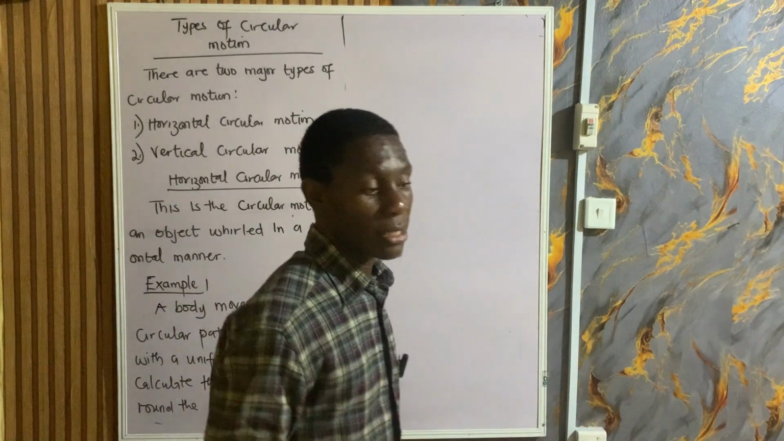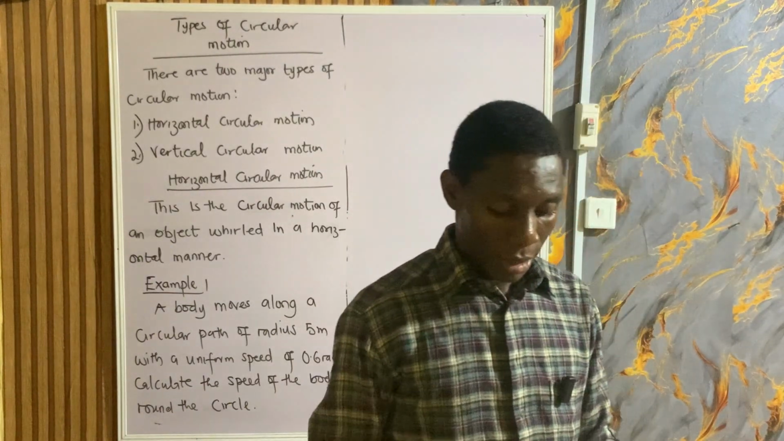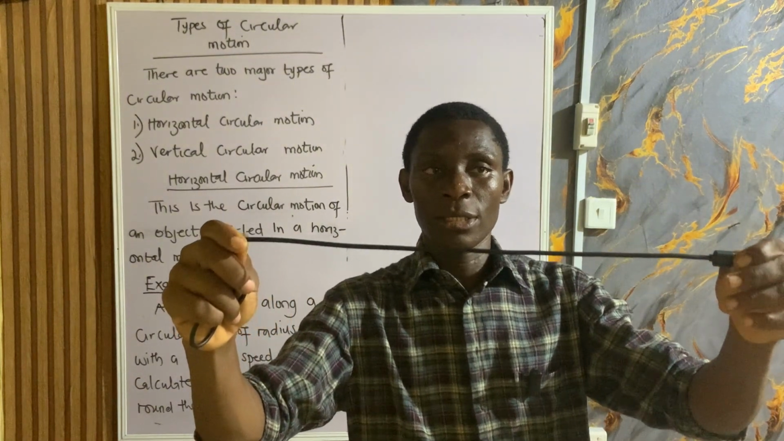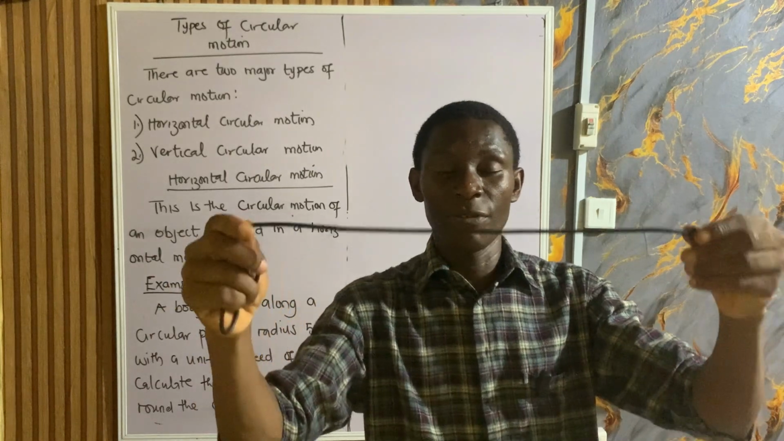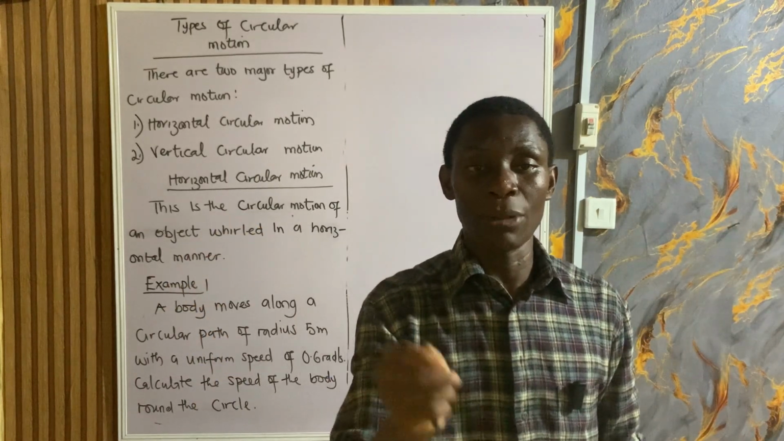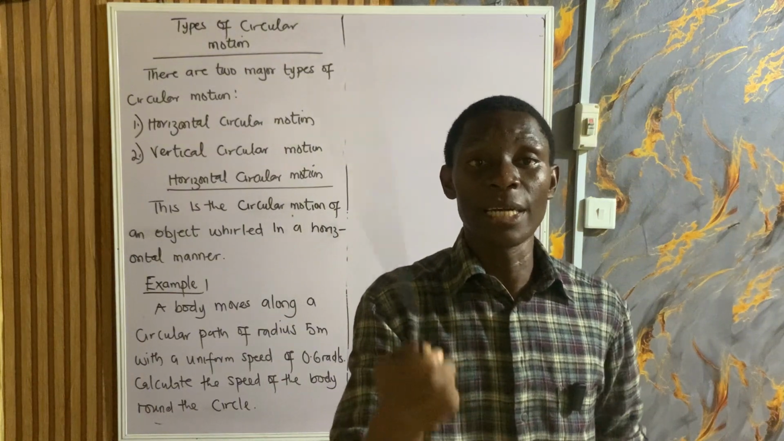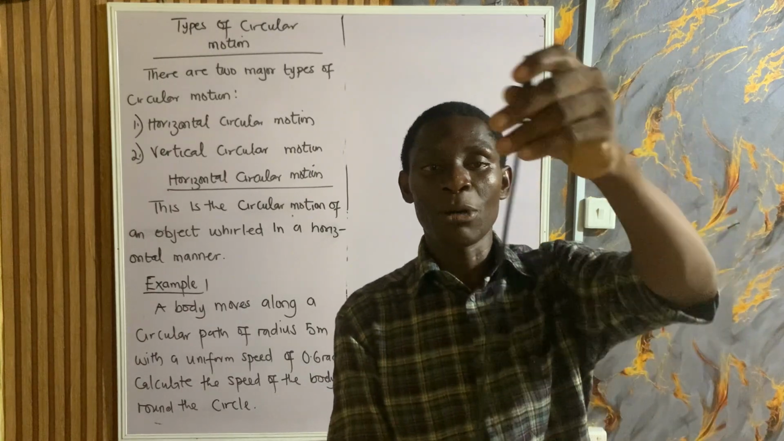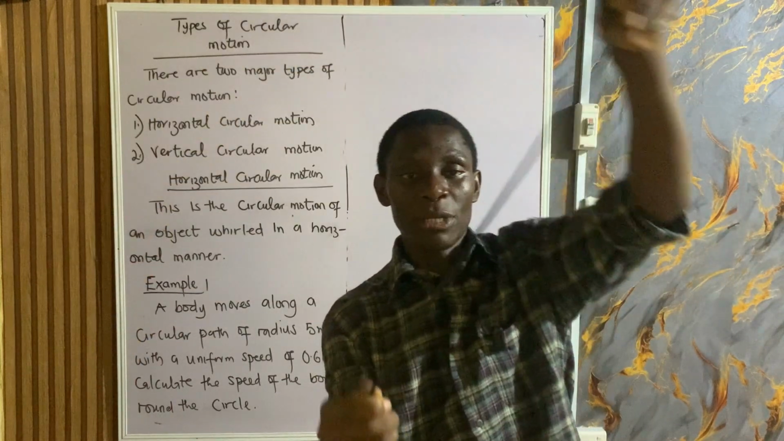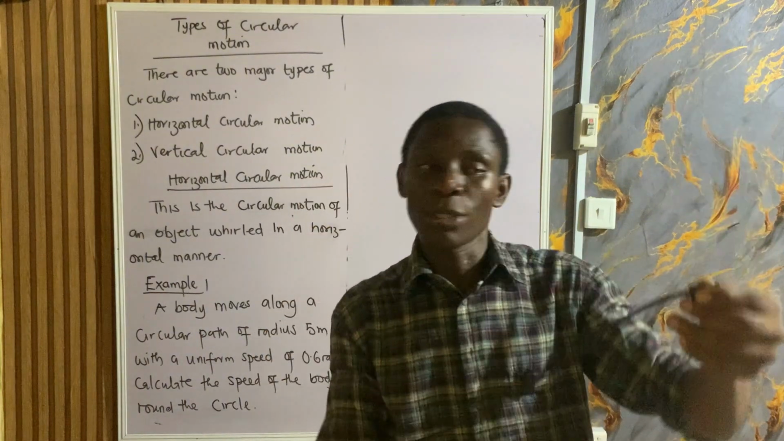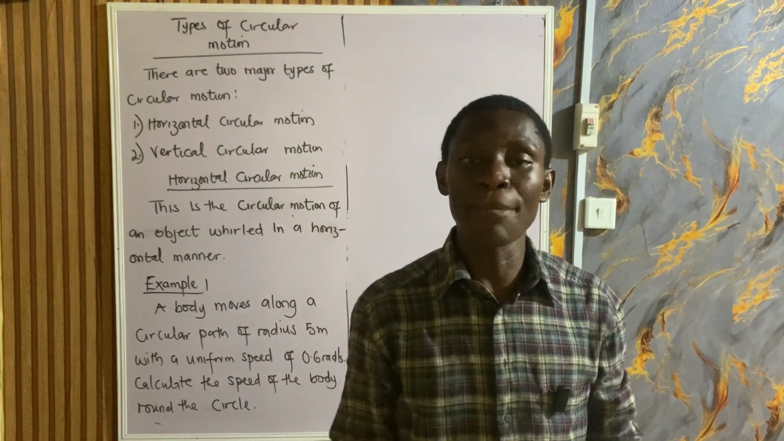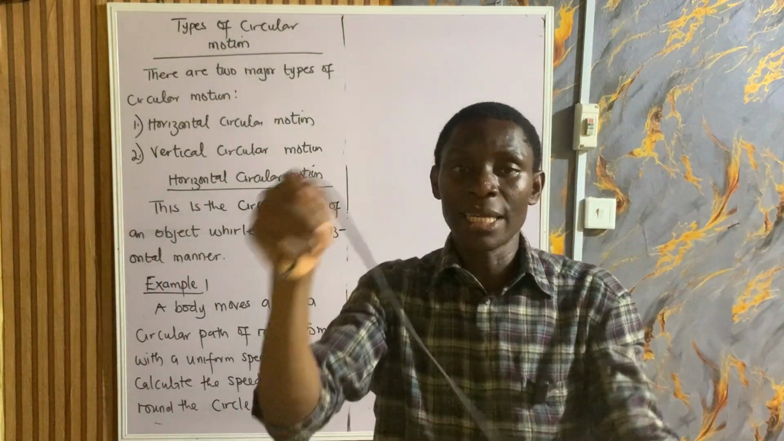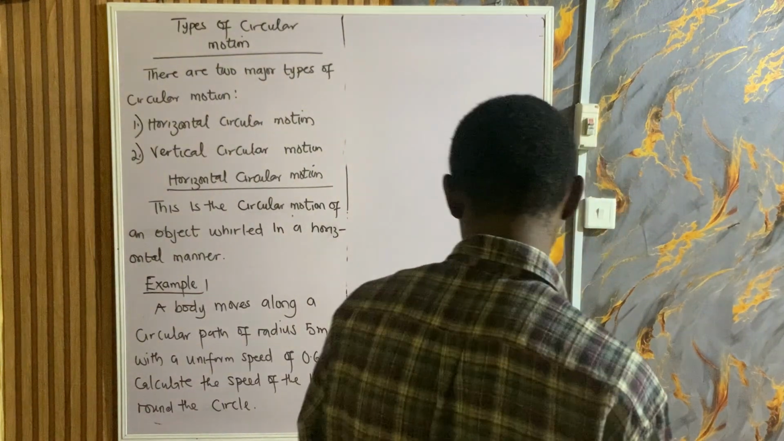Another thing I want to say is that, with this cord now, let me assume that the length of this cord is 50 cm. If I whirl this thing in a circular manner, either horizontal or vertical, the radius of the circle it forms will also be 50 cm, because radius means from center to circumference, which is the same as the length of the rope. So take note that the length of the rope is the same as the radius of the circle.